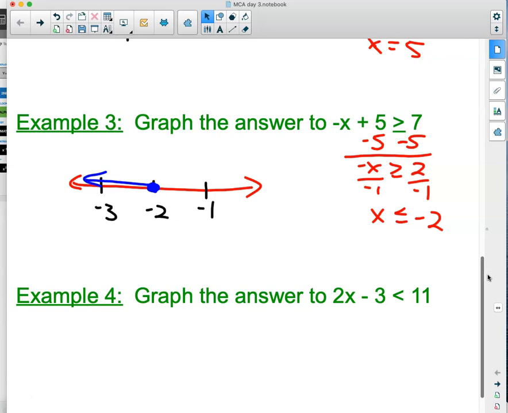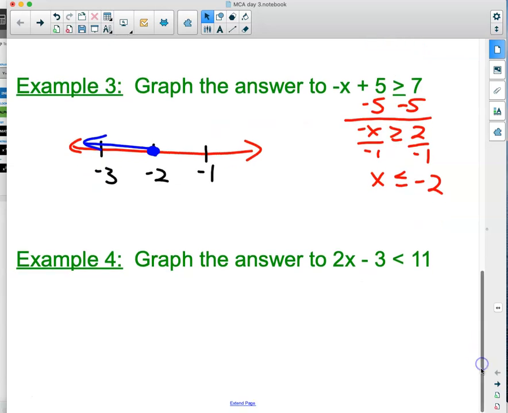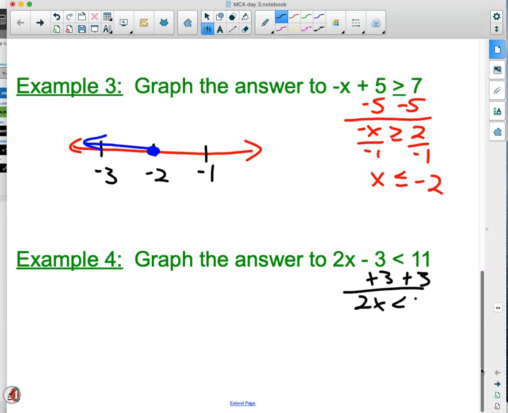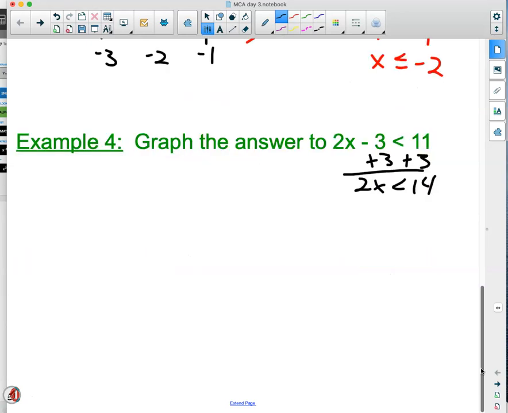Alrighty, this one says graph the answer to 2x minus 3 is less than 11. How do we solve that one? Add 3 to both sides. Then, any flipping for dividing by 2? No flipping.